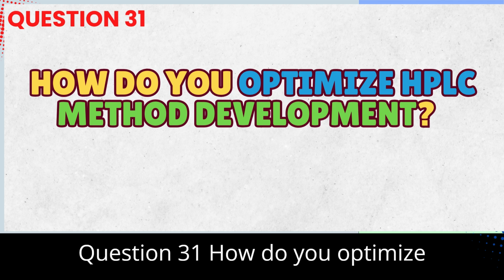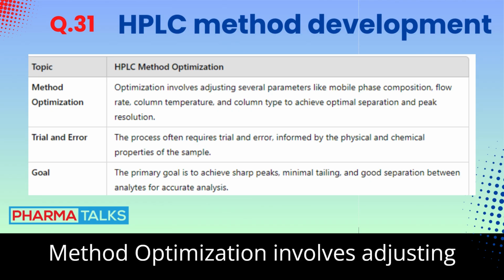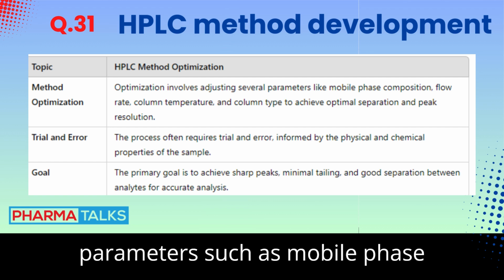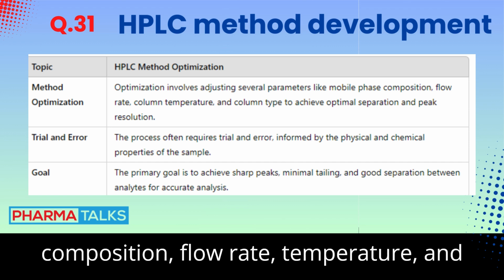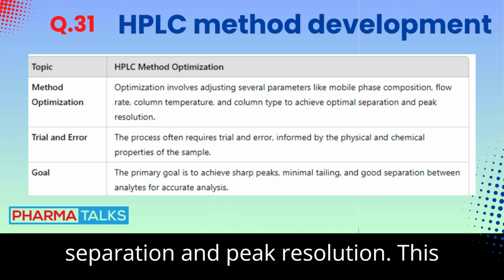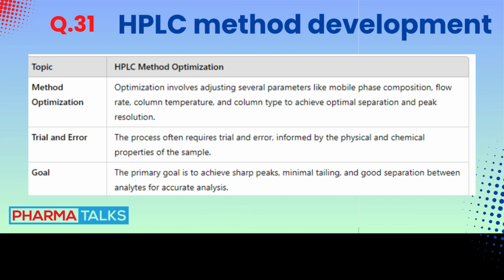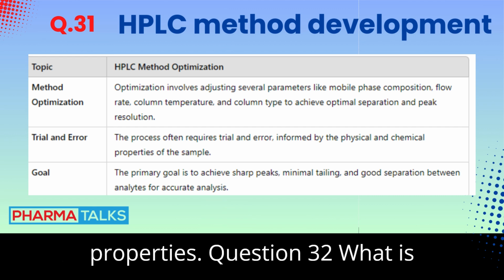Question 31. How do you optimize HPLC method development? Answer. Method optimization involves adjusting parameters such as mobile phase composition, flow rate, temperature, and column type to achieve the best separation and peak resolution. This process may require trial and error, guided by knowledge of the sample's properties.